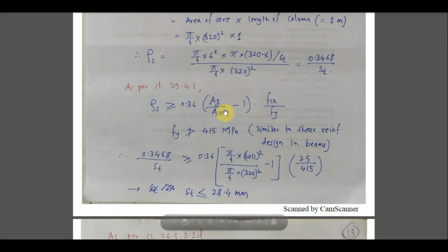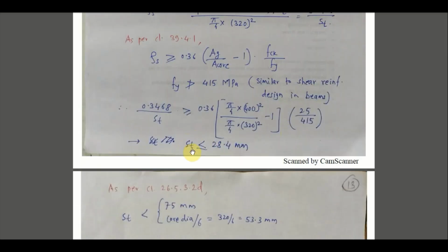So only thing is rho s की वैल्यू यहाँ से यहाँ पे पुट कर दिए। AG gross area of the concrete, area of the core, 25, 415. So here you will get ST. It should be less than or equal to 28.4 mm.